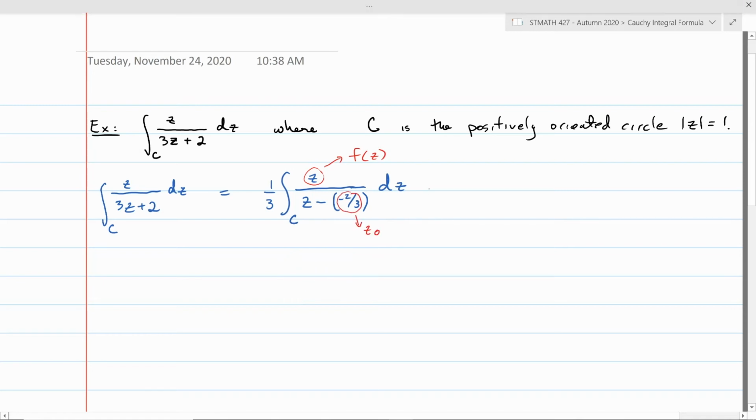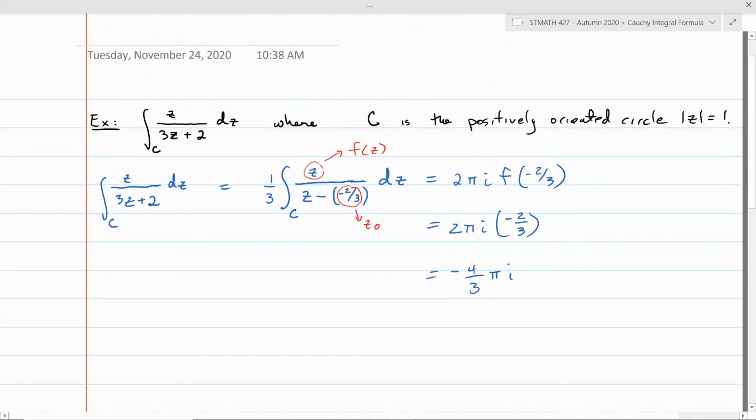And by the way, when you think about this function f of z, that function's entire. It's just a really basic polynomial, right? And so certainly our function is analytic on and inside of this unit disk. So I can immediately apply Cauchy's integral formula. So this will be 2 pi i f of our z naught, which is negative 2/3. But our function f is just f of z equals z. So this just equals 2 pi i times negative 2/3, or negative 4/3 pi i. This is a simple one, but most of these problems go kind of like this.